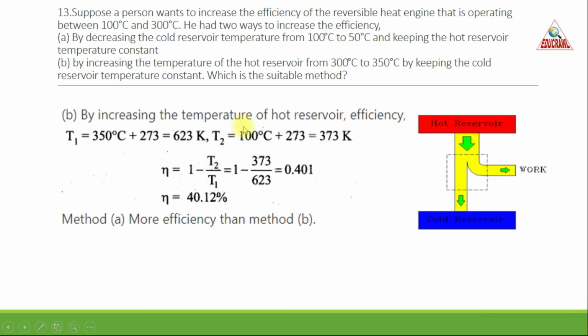Second method, you are increasing the temperature of the hot reservoir. So T1 is equal to 350 degrees Celsius plus 273, which is equal to 623 Kelvin. T2 is equal to 100 degrees Celsius plus 273, which is equal to 373 Kelvin. Substituting these values in the formula for efficiency, eta is equal to 1 minus T2 by T1, which is equal to 1 minus 373 by 623, which is equal to 0.401. So the efficiency is 40.12%. From these values of efficiency, we can find that method A is more efficient than method B.